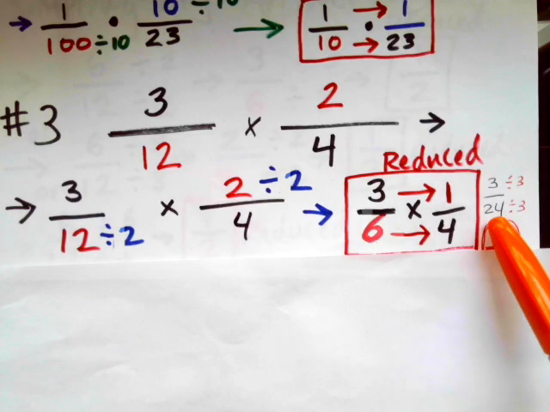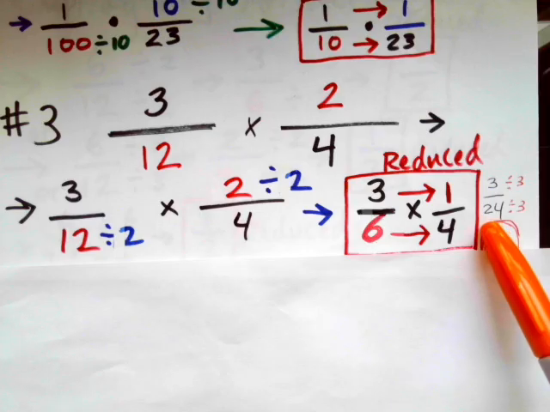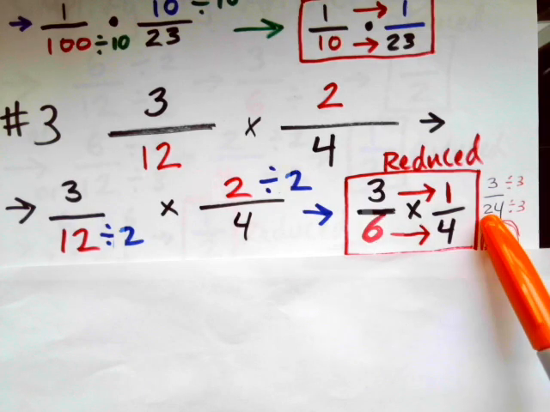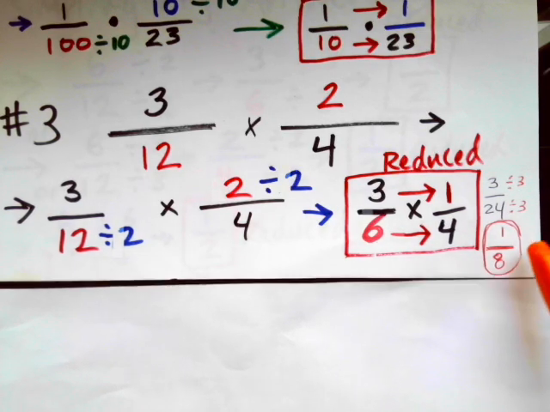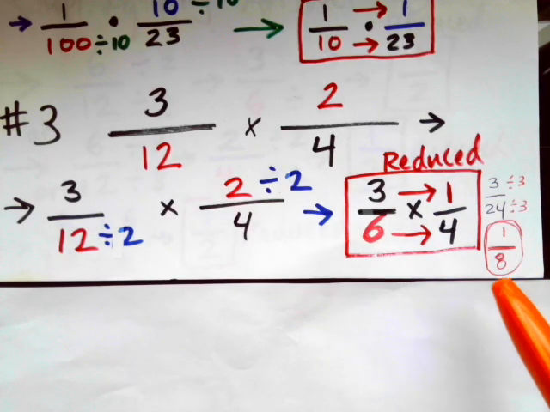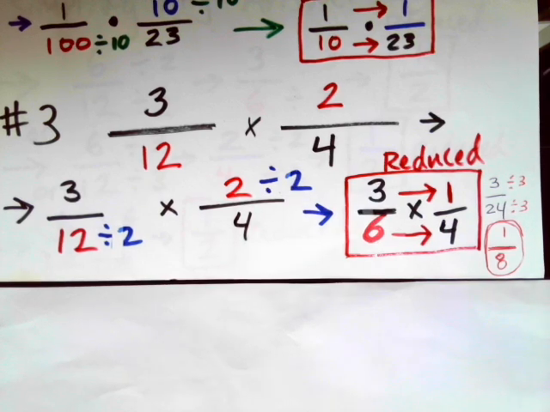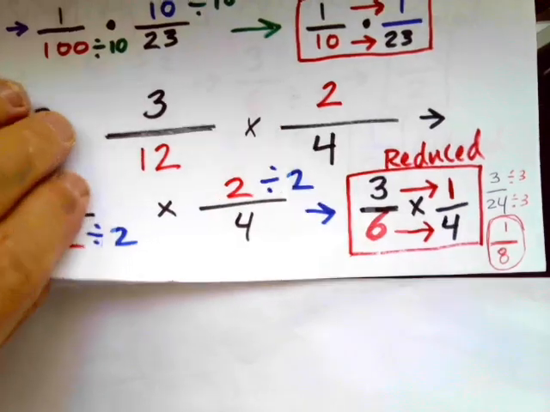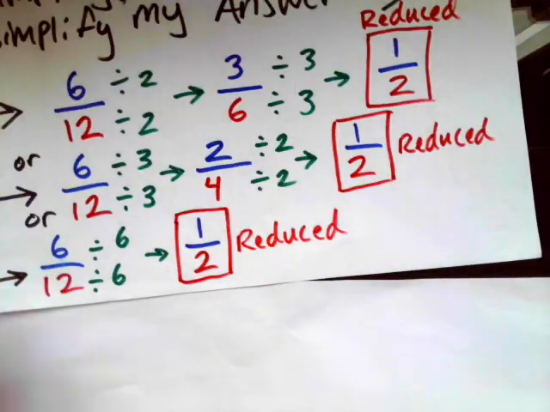I know both 3 and 24 are both divisible by the number 3. They're both multiples of 3. So 3 divided by 3 is 1. 24 divided by 3 is 8. Now I have a final answer that has been simplified to 1/8. So you're going to want to watch out for some of these terms. Make sure they are fully reduced before you stop.